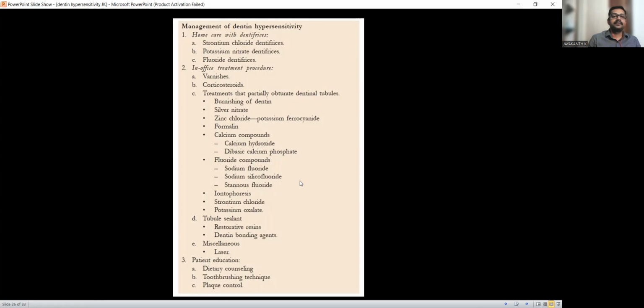Then the last one, apart from home care and in-office treatment procedures, is patient education by dietary counseling, giving advice on what foodstuffs are to be avoided or what dietary habits are to be changed, like avoiding carbonated beverages which cause excessive erosion of the tooth, and advising proper toothbrushing technique. This avoids excessive force on the tooth, which causes enamel loss. Then proper plaque control measures. So this includes patient education.